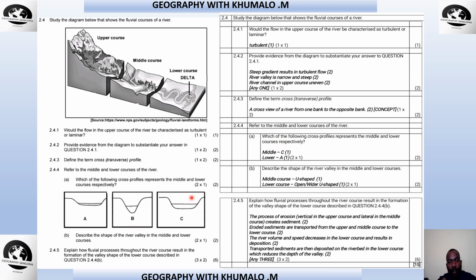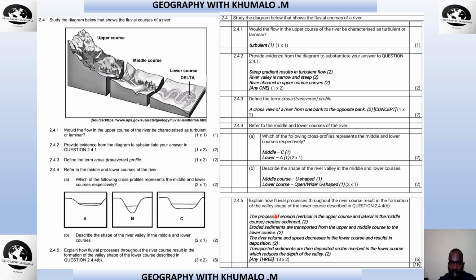You can see, look at the valley. Now C obviously is the middle, and A, you can see it is widely open, so it becomes the lower course there. Describe the shape of the valley in the middle and the lower course. In the middle it is U-shaped, and in the lower it is open or a wider U-shape. So you can't say it's U-shaped, but you can say it's open or a wider U-shaped. The last question there in 2.4.